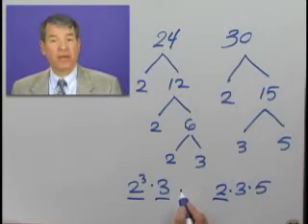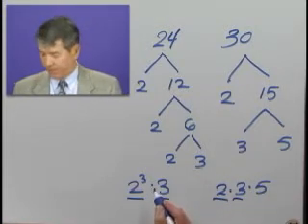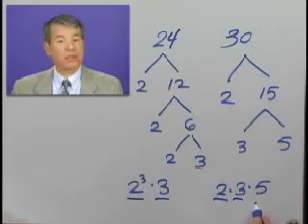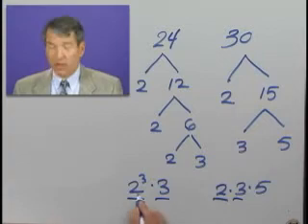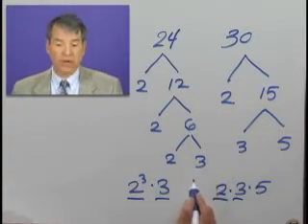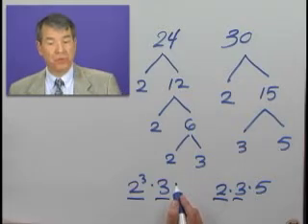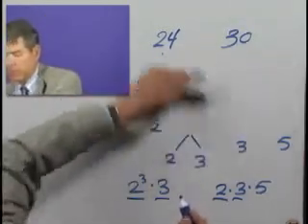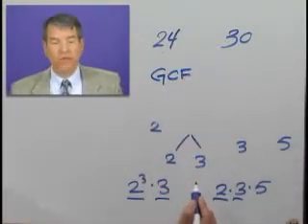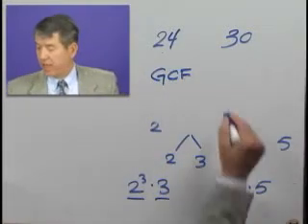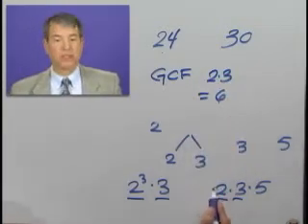The greatest common factor will also include a 3, because they have 3's in common. However, 30 also includes a 5, which 24 does not have. So when I look at the factorizations of 24 and 30, the only numbers I found in common were 2 and 3. So the greatest common factor for 24 and 30 is 2 times 3, or the number 6.